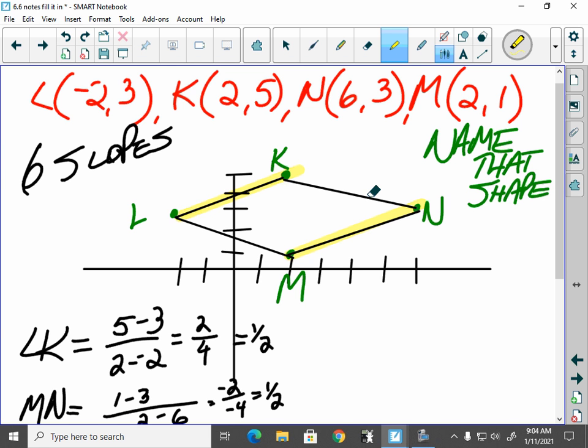Okay, so now we've got to find the slope of LM and KN. Ready? Here we go. LM. LM, 3 minus 3. What? Wait a second. No, LM. I'm just slacking today. LM, first and last. 1 minus 3, over 2 minus negative 2. That is 1 minus 2, not 1.